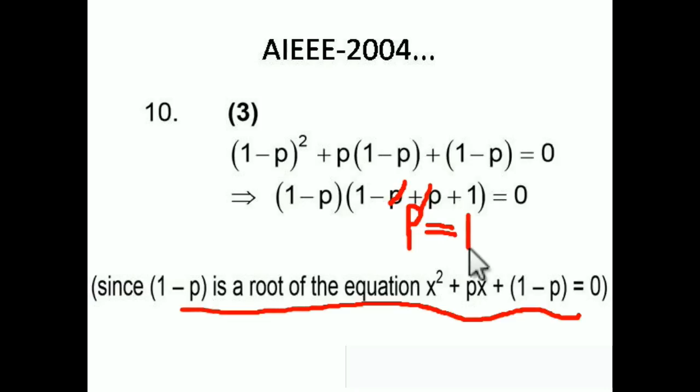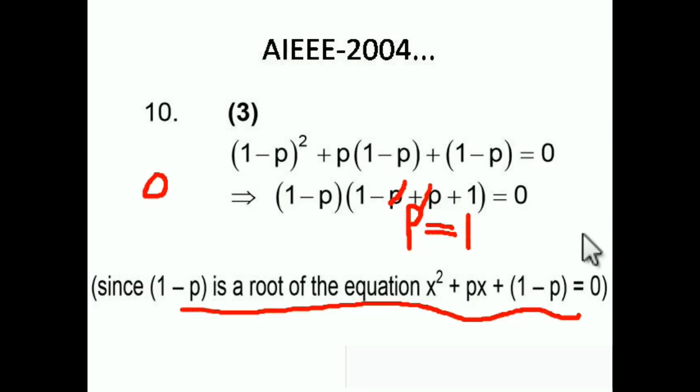Now what do I have to find out? I have to find out the two roots. I already know that 1 minus p is one root and p is equal to 1. So what is one root? One root is 0. If I put 1 here, then I already know that one root is compulsorily 0. Now I have to find out the second root.